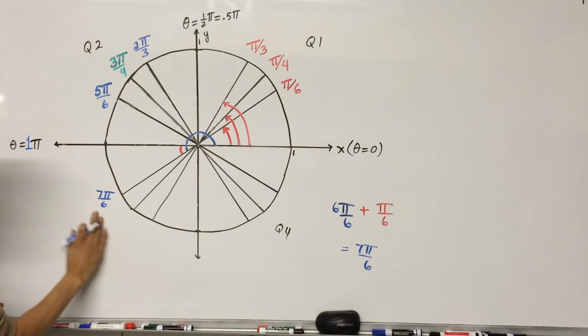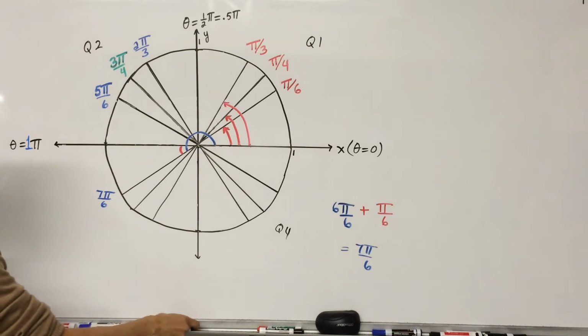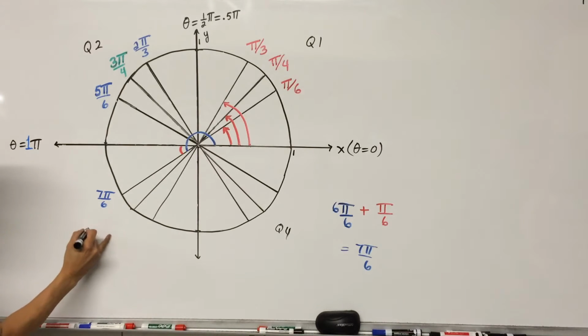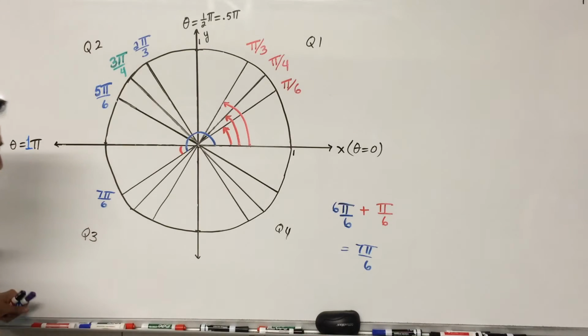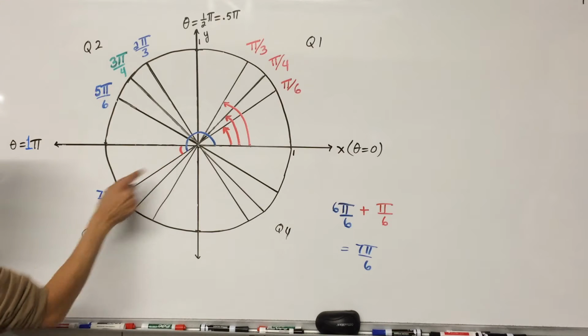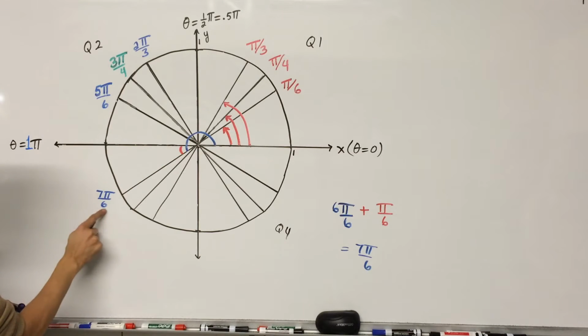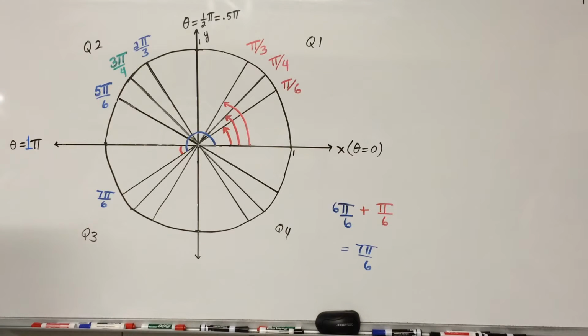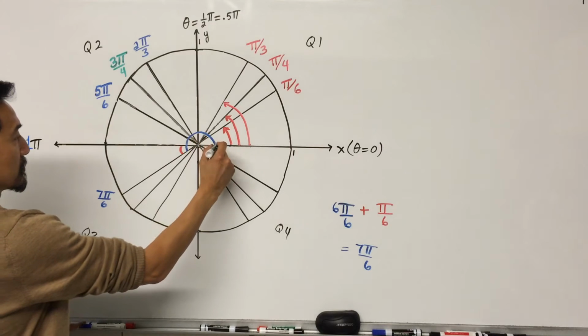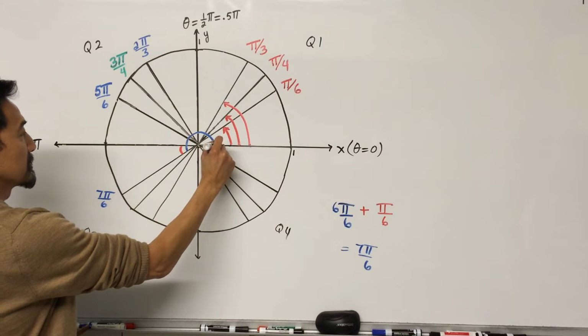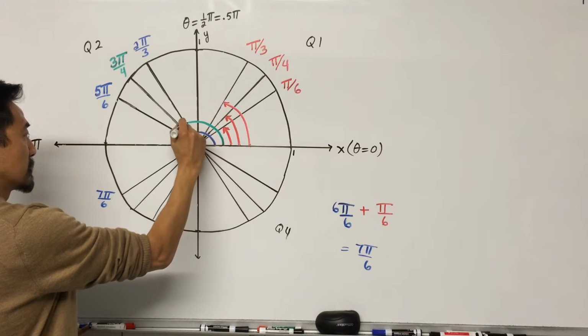Let me move this somewhere else. Okay, so I'll write quadrant 3 over here. So again, that angle in blue has a reference angle of pi over 6. The numerator is 1 greater than that denominator. Okay? Now, what is the next special angle? Well, I'm going to now rotate into quadrant 3.